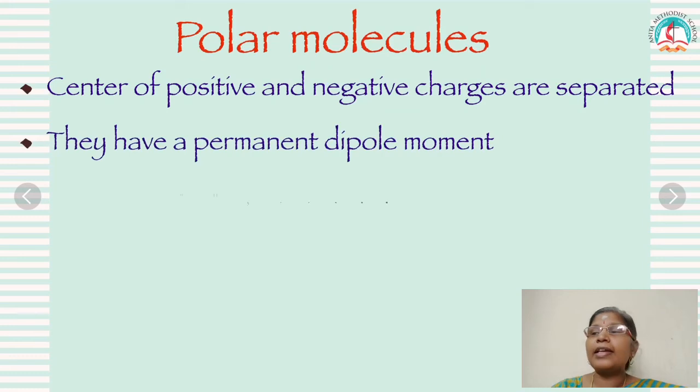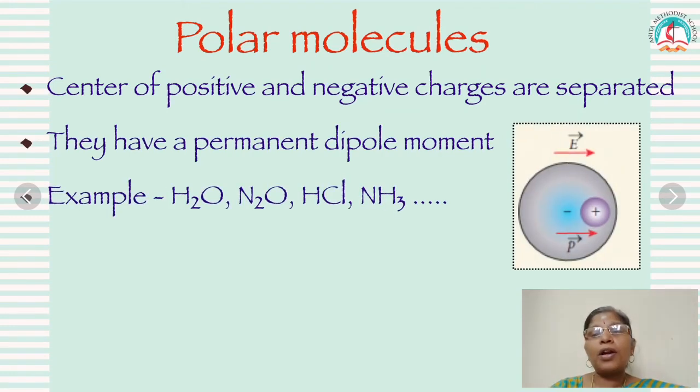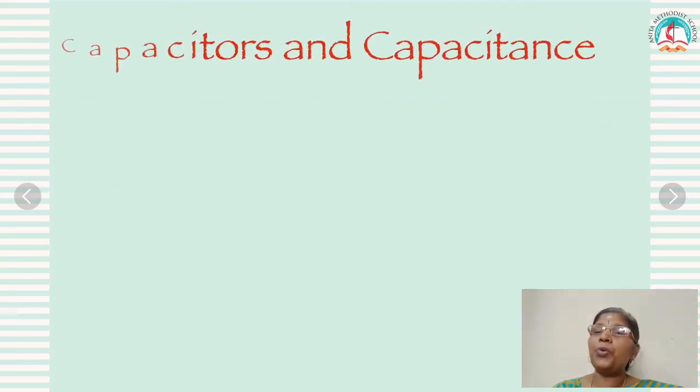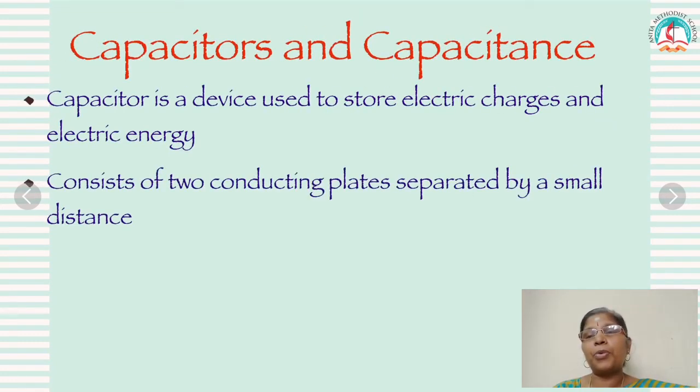Now the next heading is polar molecules. What is meant by polar molecules? The centers of positive and negative charges are, see the diagram, separated. Then they have a permanent dipole moment. H2O, N2O, HCl, NH3 are a few examples of polar molecules. So this is divided into two. One is non-polar, another one is polar.